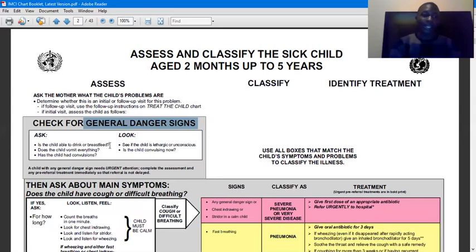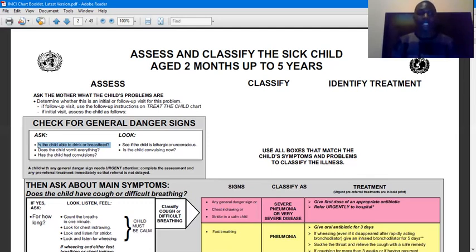The first general danger sign is: is the child able to drink? Once the child comes to your screening room at a clinic level, you need to ask the mother what the child's problem is. The mother may tell you that the child's problem is fever. Then you need to ask whether this is an initial visit or she is coming for a subsequent visit.